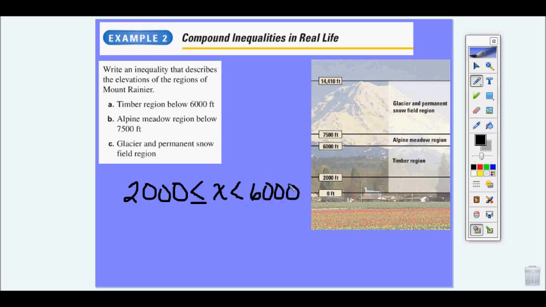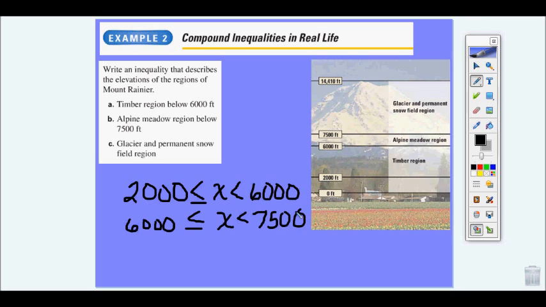This is an and situation. The timber region is 2,000 feet or more, and it has to be less than 6,000. So you're going to notice that my variable is in between and that my inequality symbols are both going in the same direction. Now if I'm going to do the alpine meadow region that happens to be below 7,500 feet, it's going to be the same type. We're going to start at, if it ended up being 6,000, it gets included, so the x is going to be greater than or equal to 6,000, but the cutoff for that one is going to be 7,500 feet.